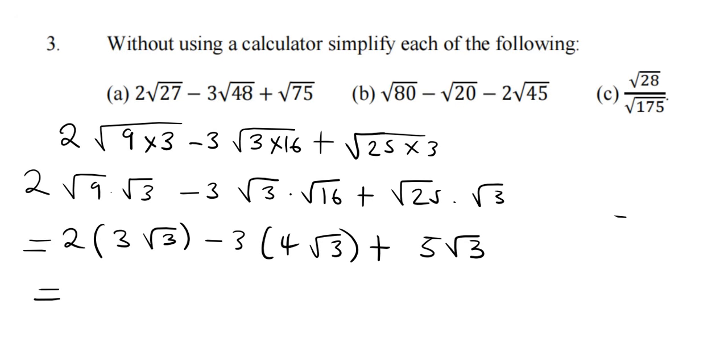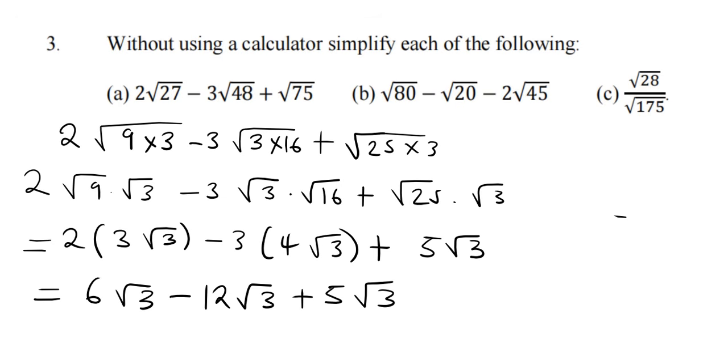Now what I'm going to do, I'm now going to multiply these front numbers, this one and the other one. So in this case, 2 multiplied by 3, that is a 6, so I'm going to have 6 root 3 minus 3 multiplied by 4, that is going to give us a 12. Then we're going to have root 3 plus 5 root 3.